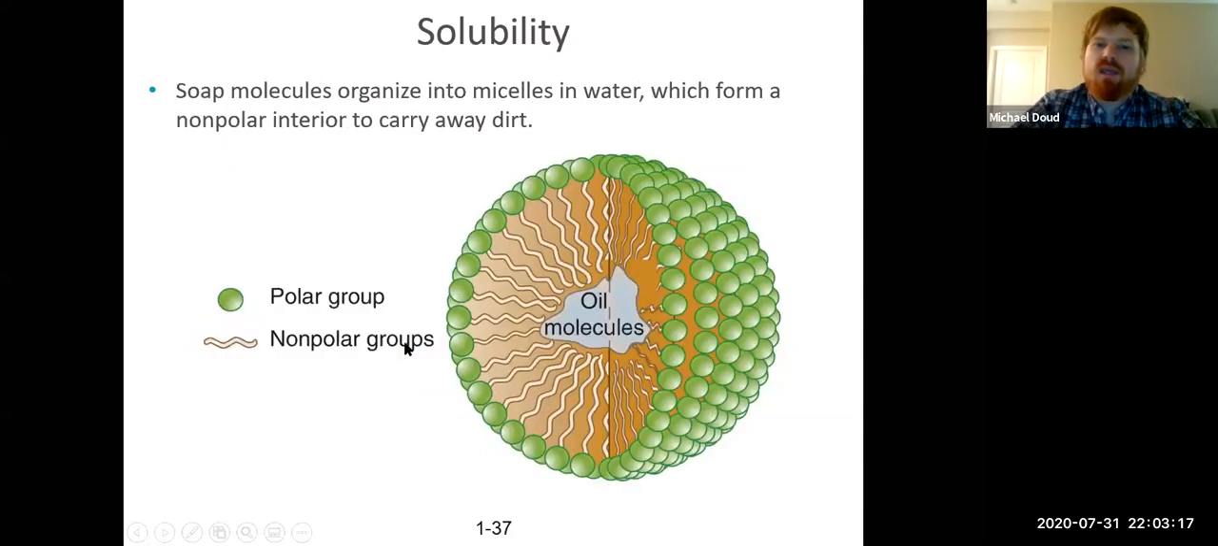What you end up with is a micelle, where all the nonpolar tails of these molecules stick together, keeping the dirt in the middle. Then the polar groups arrange themselves on the outside so that they can interact with water. And that allows the water to carry away dirt. So again, make sure you're washing your hands out there.